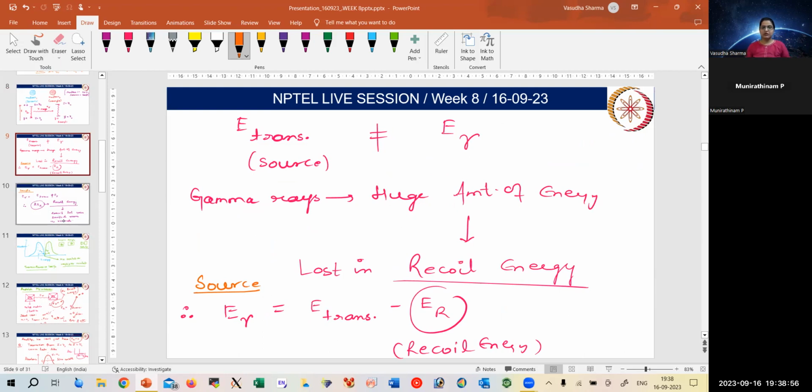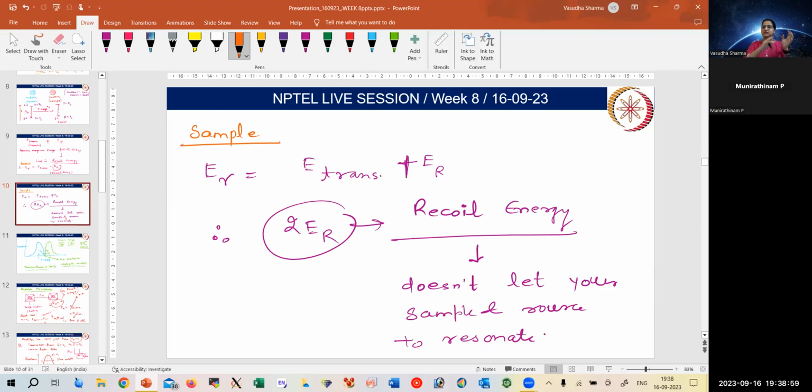Whereas in case of the sample, some energy is now being given to the sample, which goes towards kinetic energy, so it starts moving. Therefore, the E gamma that it is going to absorb would be E transmission plus ER. So there would be some kind of energy difference because of the recoil energy, that kinetic energy in the opposite direction. Because of that, the absorbance or the resonance does not happen because there is a mismatch of the energy. So what do we do to have a minimum recoil energy or no recoil energy?